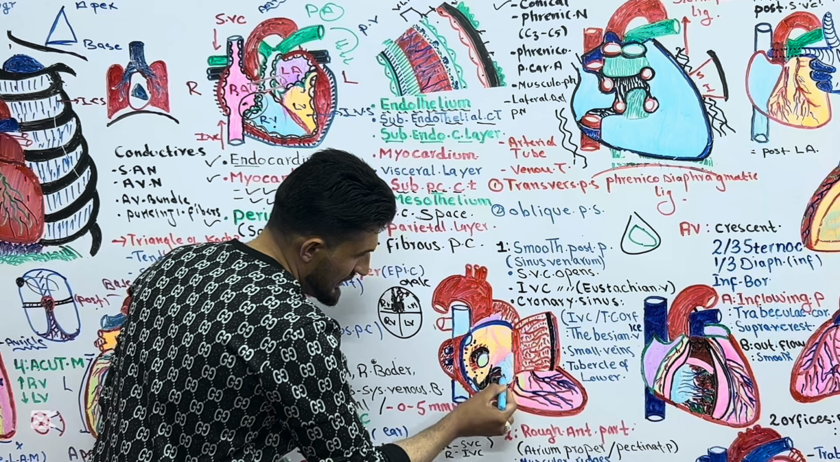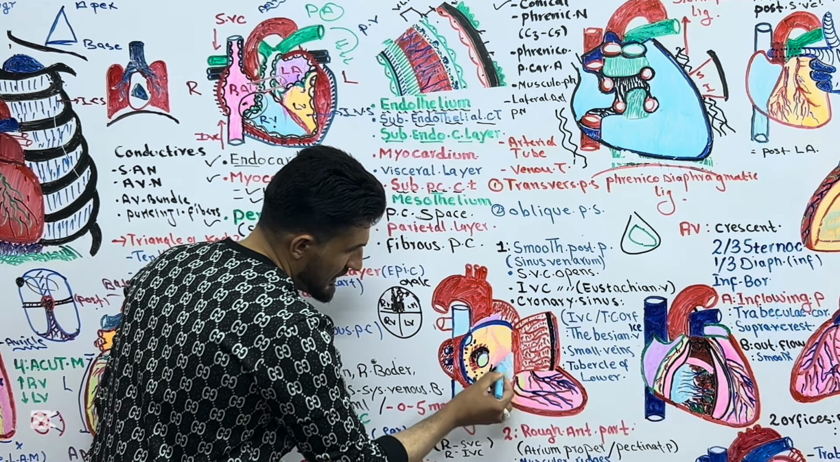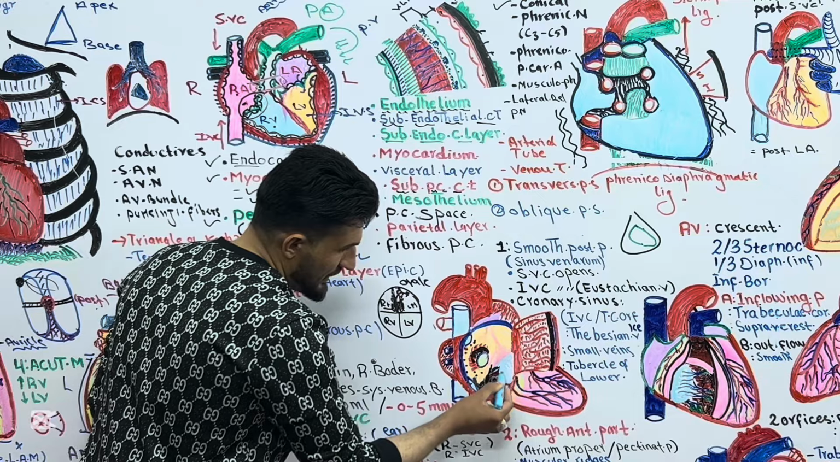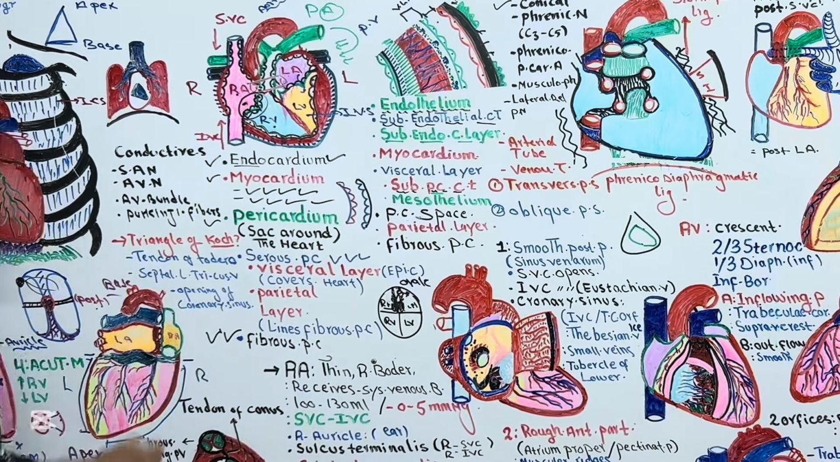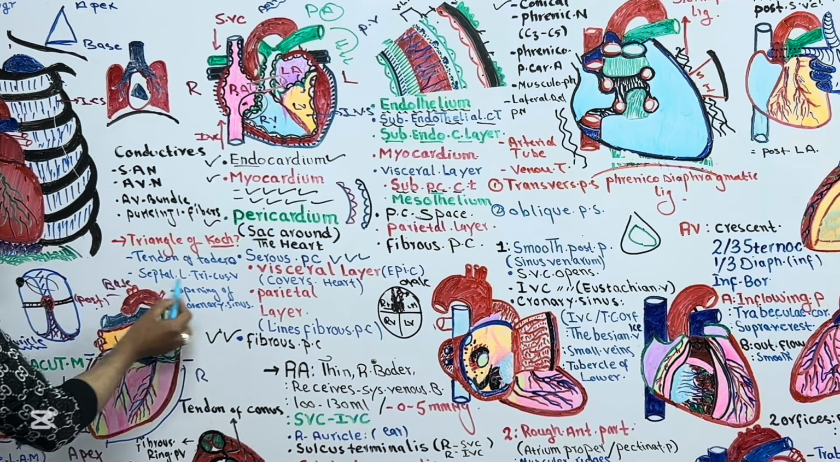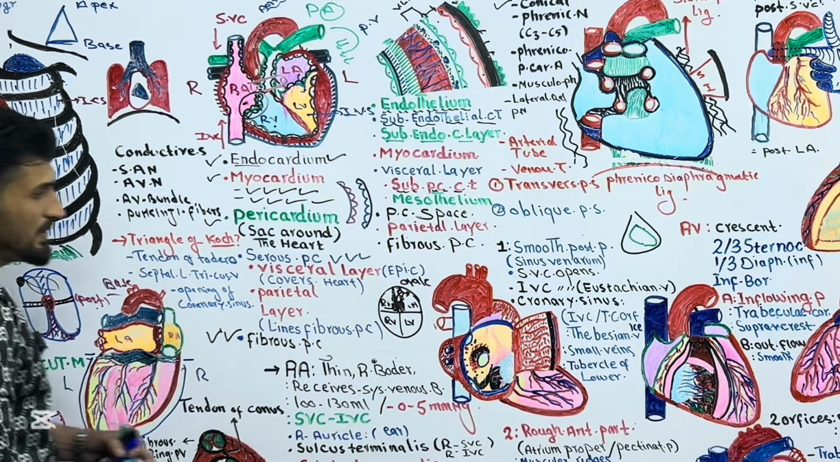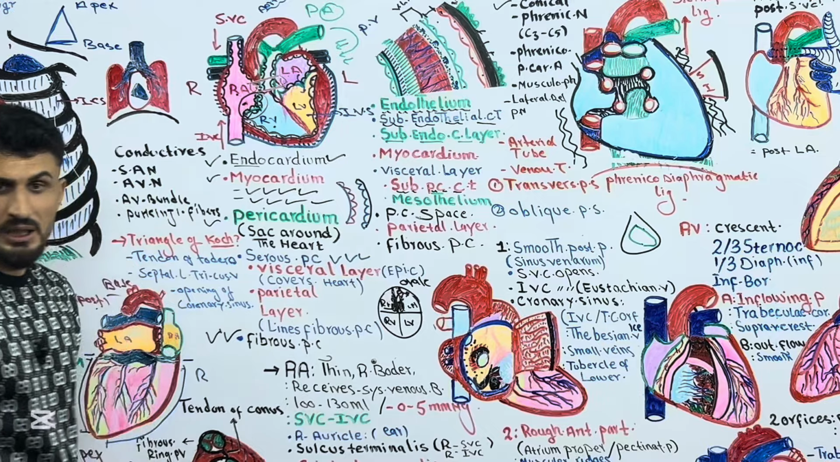another boundary is this leaflet, specifically the septal leaflet of the tricuspid valve. So the tendon of Todaro, the septal leaflet of the tricuspid valve, and the opening of the coronary sinus. These are the boundaries of the triangle of Koch. Got it?